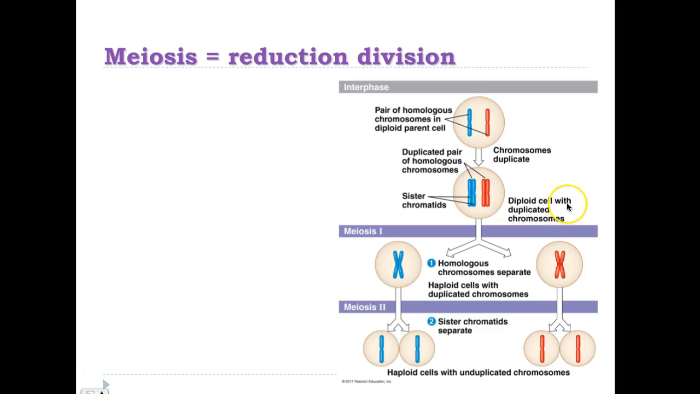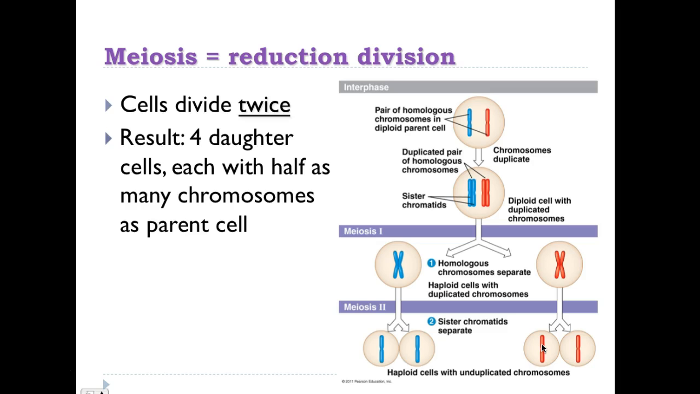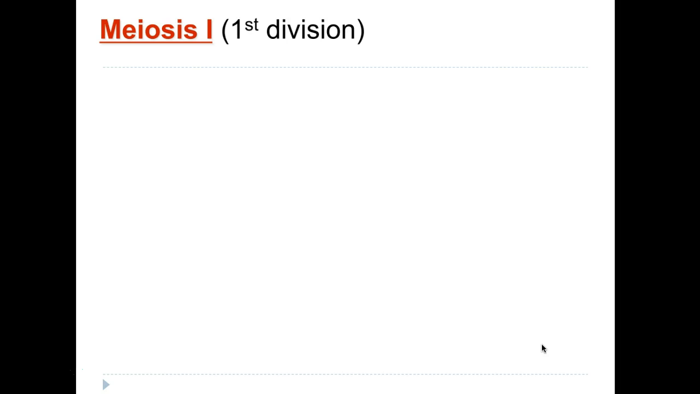What will happen then, the diploid cell with duplicated chromosomes will enter into meiosis 1. Ultimately, in meiosis 1, homologous chromosomes are going to separate. Haploid cells with duplicated chromosomes are a result of that. And then in meiosis 2, the sister chromatids are going to separate. And you're going to have haploid cells with unduplicated chromosomes result. So the cell is going to divide twice. It results in 4 daughter cells, each with half as many chromosomes as the parental cell.